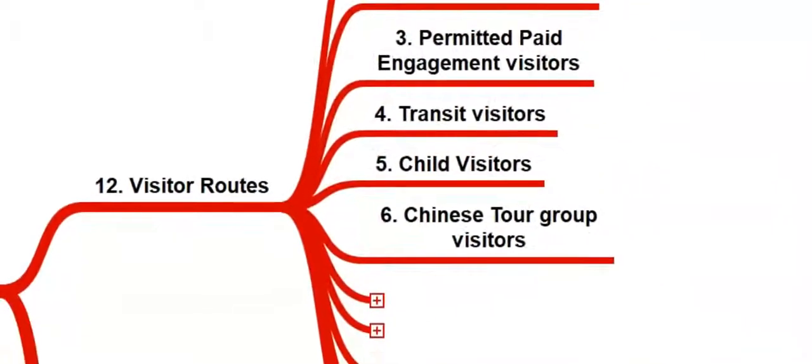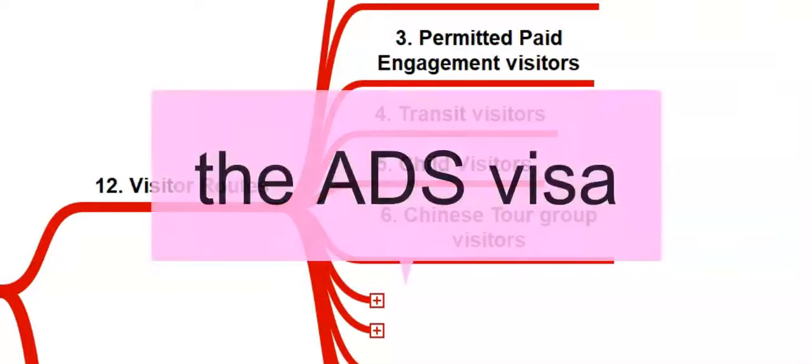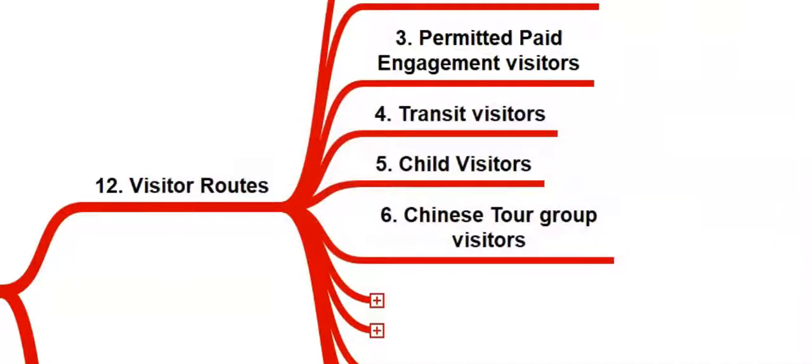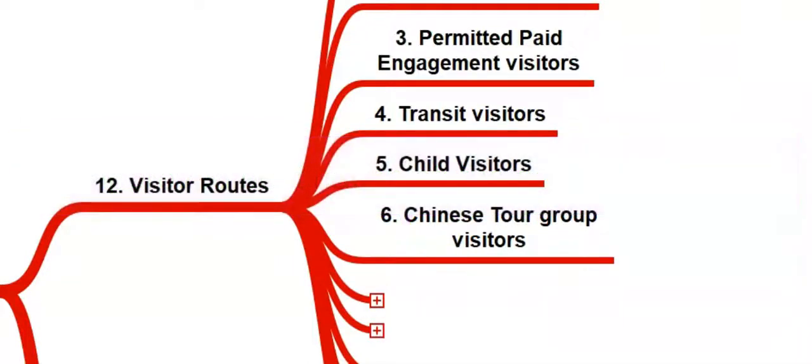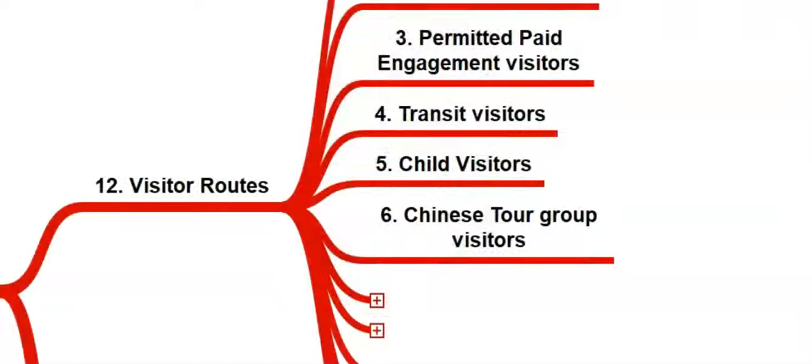And then we have the Chinese tour group visitors. You'll need to apply for this type of visa if you would like to visit the UK in a Chinese tour group. Some call this type of visa the ADS visa. If you are a Chinese citizen, you can come to the UK for up to 30 days as part of a tour group. You need to arrange your trip through the approved destination status agreement, and that's why these visas are called the ADS. And to qualify, you need to be part of a tour group consisting of a minimum of 5 people, and you'll need to stay with the group for the whole duration of your visit here in the UK. And also your tour must be organized by an ADS licensed Chinese tour operator.